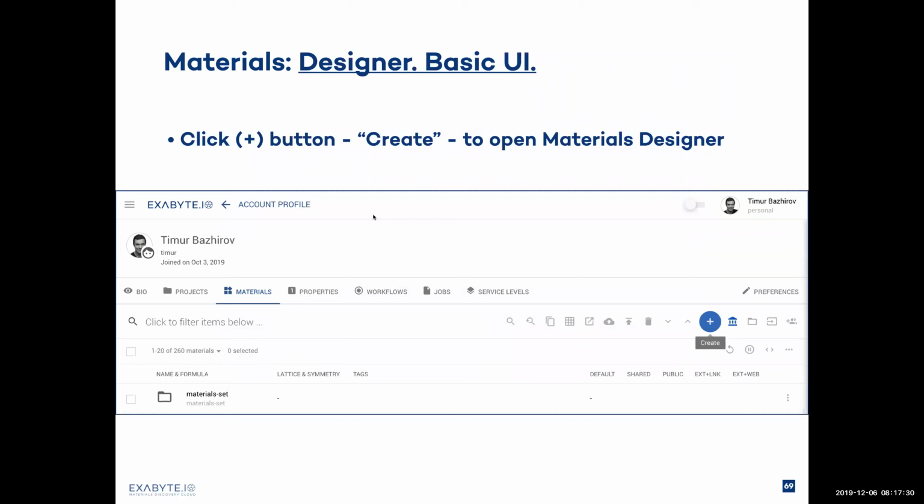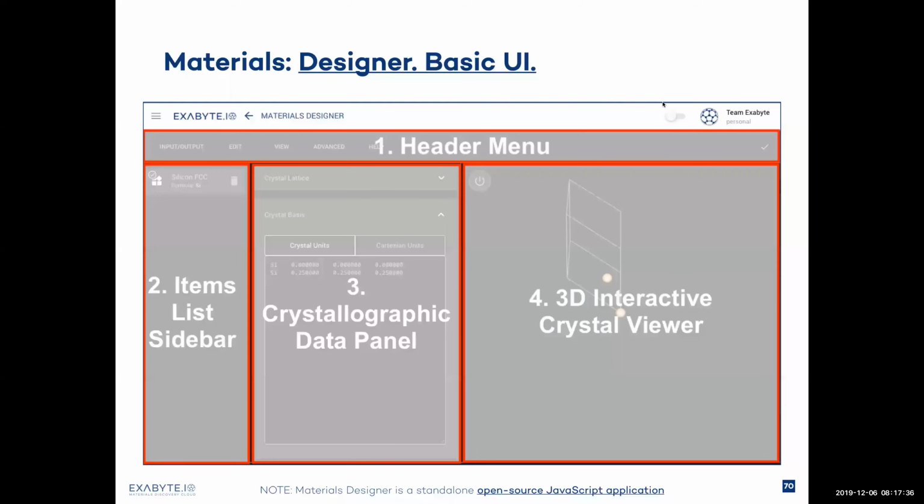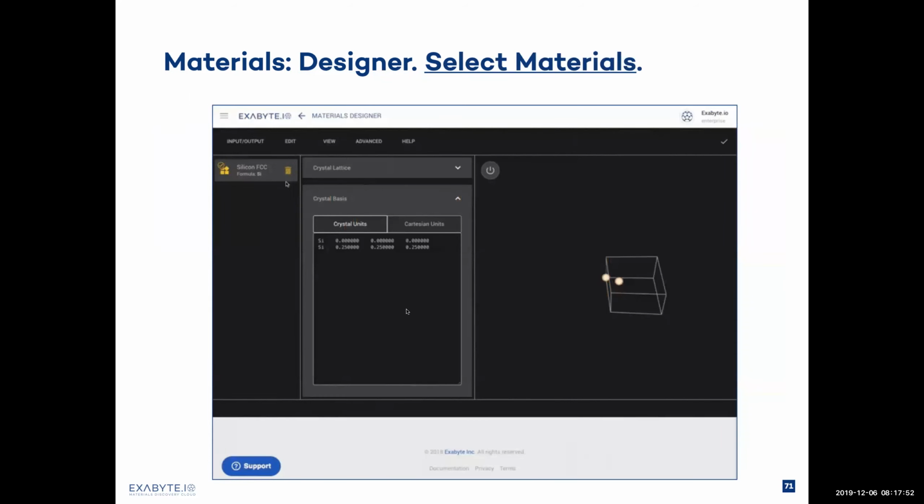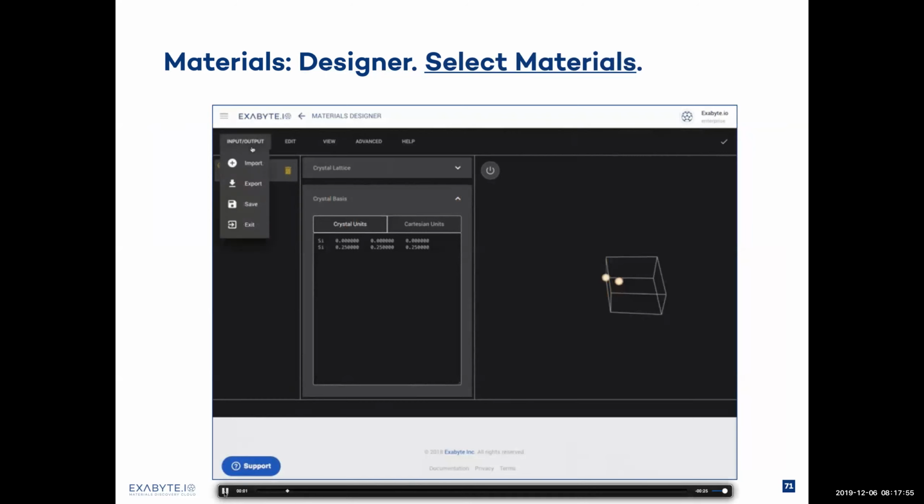Materials Designer can be accessed by clicking on the Create button in the materials list. And Materials Designer, as we briefly already discussed, has multiple user interface components: header, items list, crystallographic panel, interactive 3D viewer. And it allows people to work with material structures and adjust, edit them. So in this case, I'm demonstrating how one can select materials to work with inside the Materials Designer.